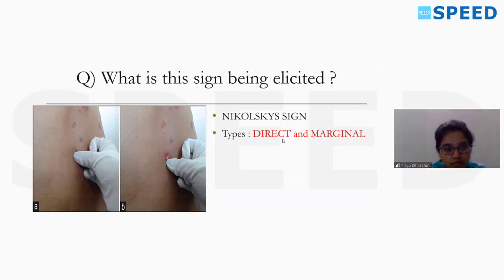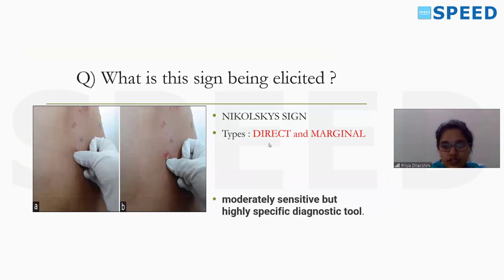Direct Nikolsky sign is when we do it in the normal skin without any bulla. Suppose we are doing it here, then it means direct Nikolsky sign. If it is very positive, then it is very specific compared to being very sensitive. And a direct Nikolsky sign positive always indicates that the patient is in a very active disease stage.